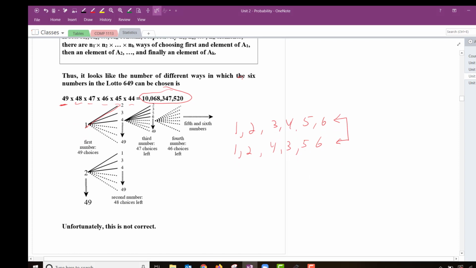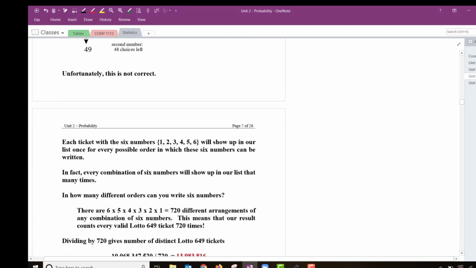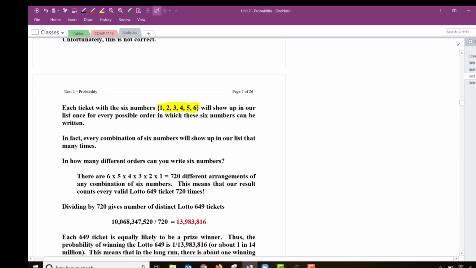So we need to figure out how many ways there are of arranging a group of 6 things. I did it here on the next page. Suppose we have the numbers 1 through 6. How many ways can you rearrange them? Well, you have 6 choices for the first one, then 5, then 4, then 3, then 2, and then 1. If we multiply all those together, there are 720 different ways of rearranging the numbers 1 through 6.